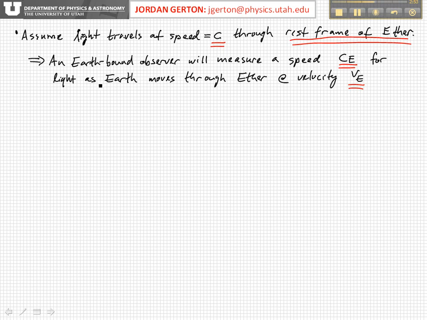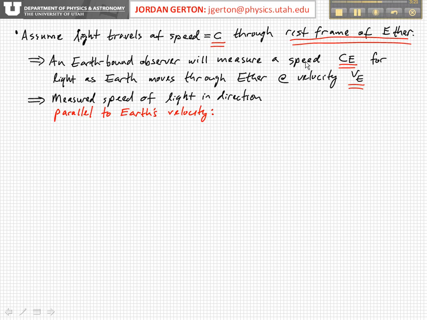Now, they didn't expect that, right? They expected the Earth to be moving with respect to the ether, and so an observer on Earth would measure a different velocity. We'll call that c sub e, c sub Earth, for the light as the Earth moves through the ether, and we're going to define the velocity of the Earth through the ether as v sub e, v sub Earth.